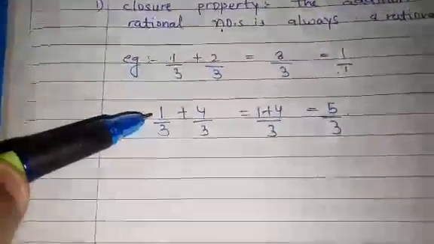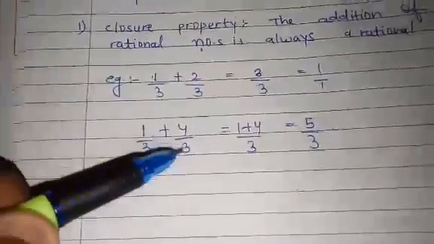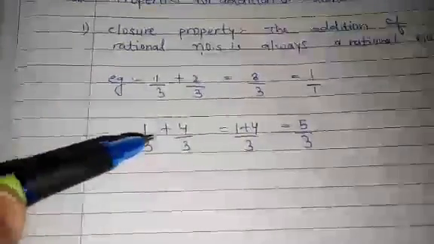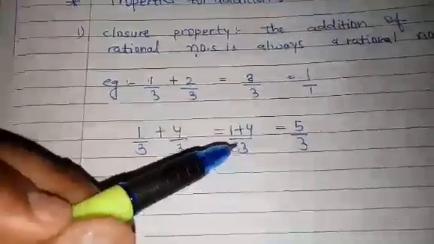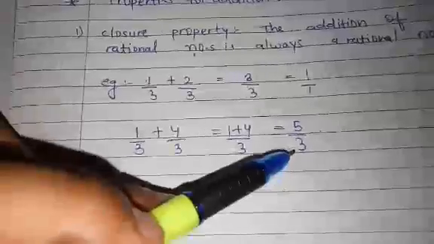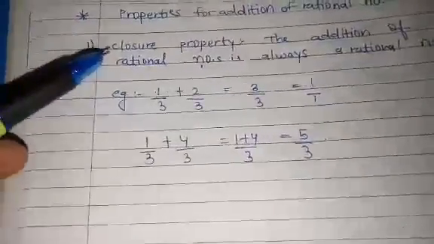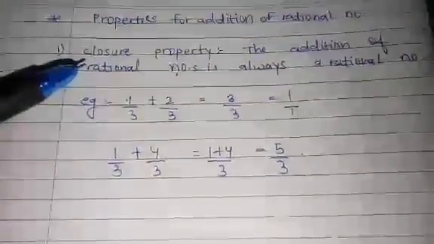Have a look at another example, that is 1 upon 3 plus 4 upon 3. Denominators are same, so here it will be 1 plus 4 upon 3, which means it will be 5 upon 3, which is also a rational number. This property is called closure property for addition of rational number.